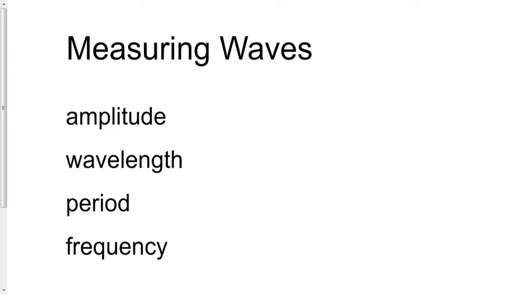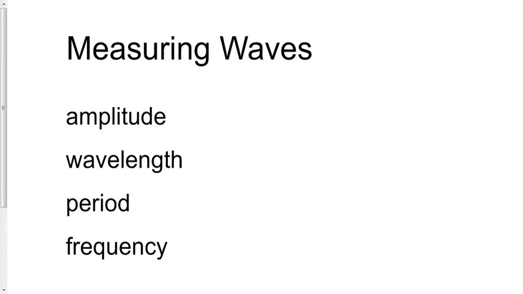Okay, so this video is going to take you through some aspects of waves that can be measured. The things you need to know how to label and how to measure are the amplitude, the wavelength, the period, and the frequency of the wave. What kind of waves are we talking about?